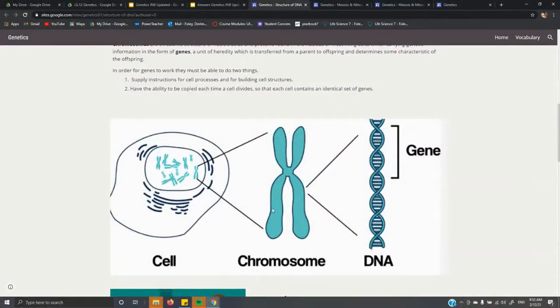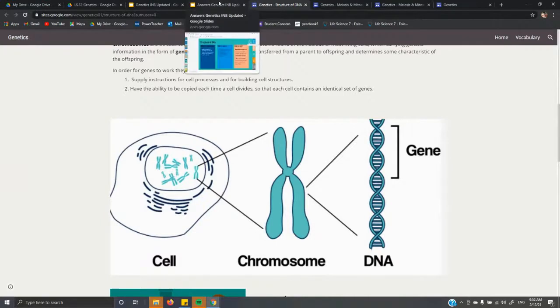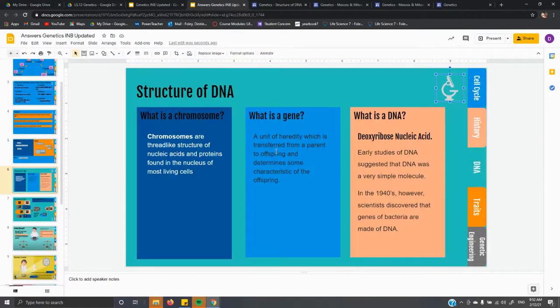So, in the cell, you have chromosomes. Chromosomes are made up of DNA. And then on that DNA are genes. So, what are genes? Genes are just a unit of heredity which is transferred from a parent to an offspring and determines some characteristics of the offspring. So, genes are just a unit of heredity. It is just a set of DNA that codes for something.